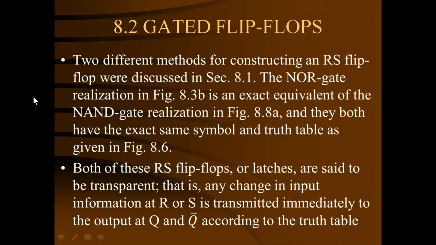It will only retain the information when R is equal to 0, S is equal to 0, that will store the information. That means we cannot change the input conditions without affecting the output. This is the main limitation of the basic RS flip-flop. So this basic RS flip-flop is clocked, or enabled or disabled using some signal. This kind of flip-flop is known as a gated flip-flop, or clock RS flip-flop.